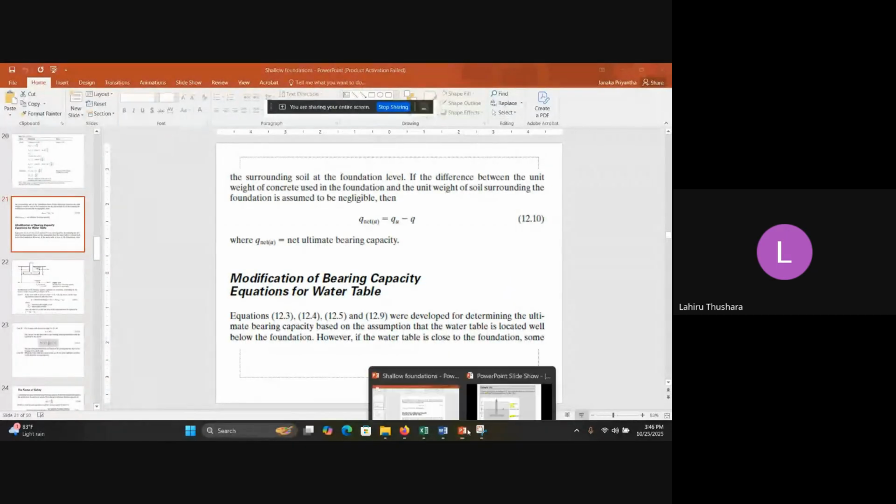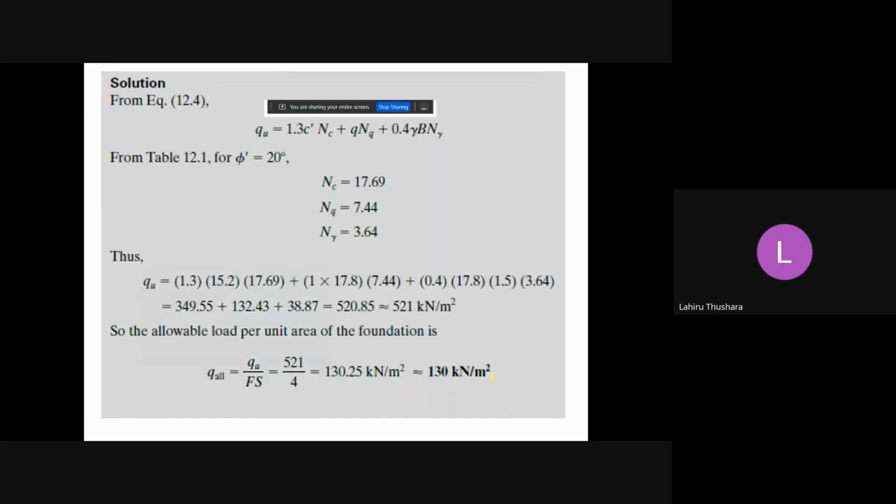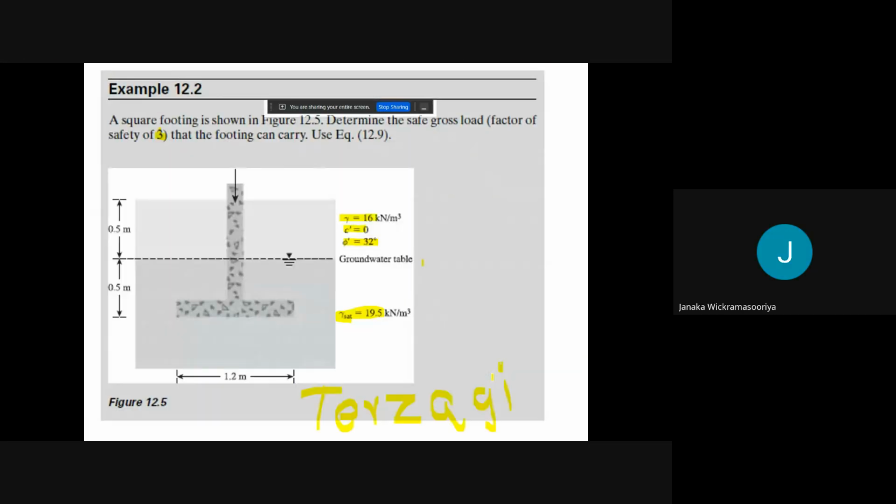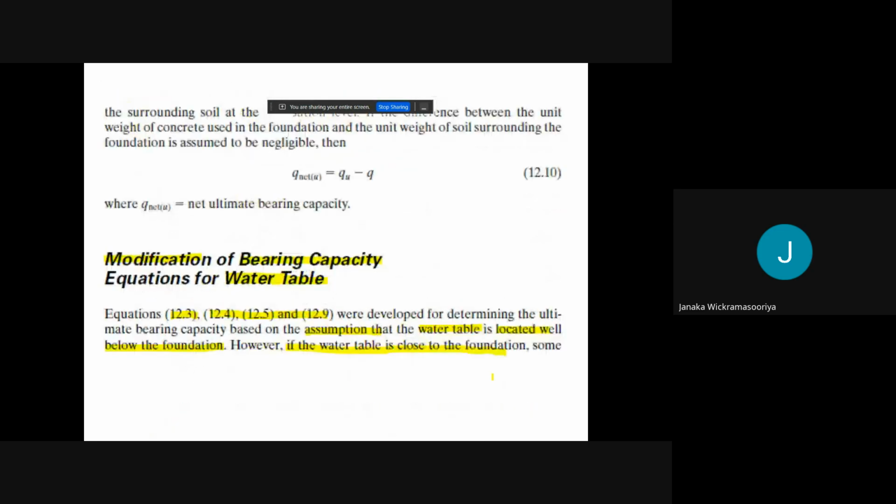I heard some disturbance. Figure 12.4, it's not clear. 12.4, what is that? Right.